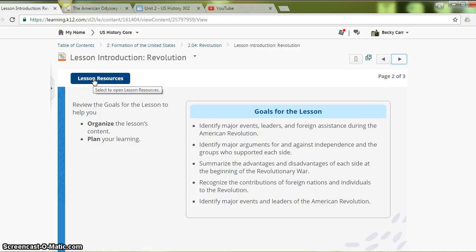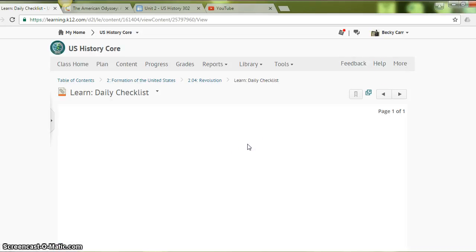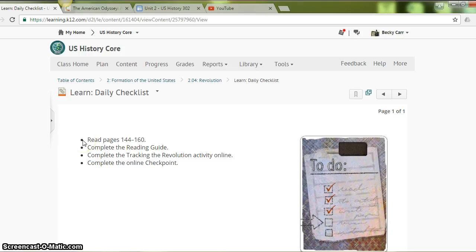Don't forget to go to lesson resources up here and get your reading guide and lesson answer key for the lesson as well. And then it also has those items there for you. And then continuing on, daily checklist. What are we going to do today? We're going to read pages 144 through 160, complete the reading guide, complete the Tracking the Revolution activity online, and complete the 2.04 checkpoint at the end.